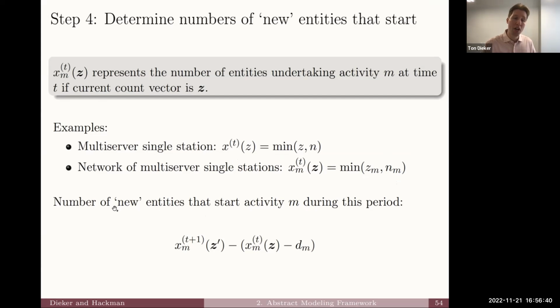Now, how do we find the number of new entities that start their activity during this period? We look at the total that is undertaking the activity at time t+1, and we subtract the amount that did not complete their activity, which is this quantity here.